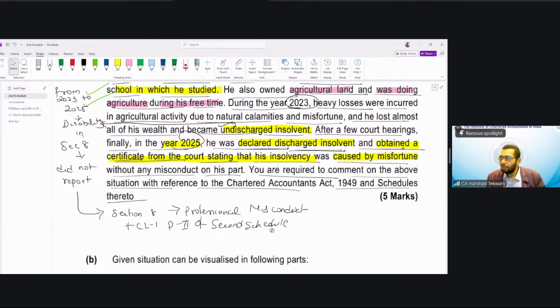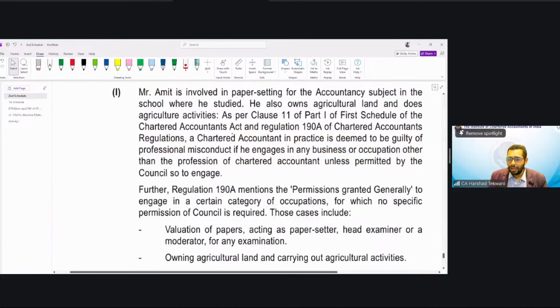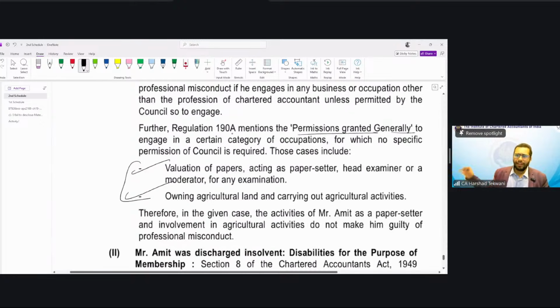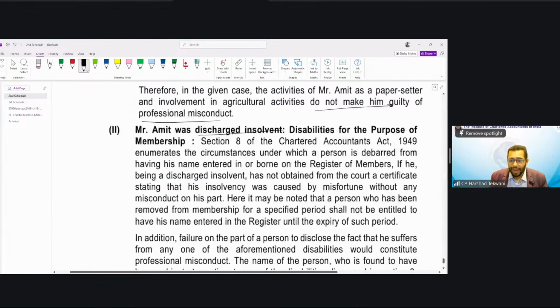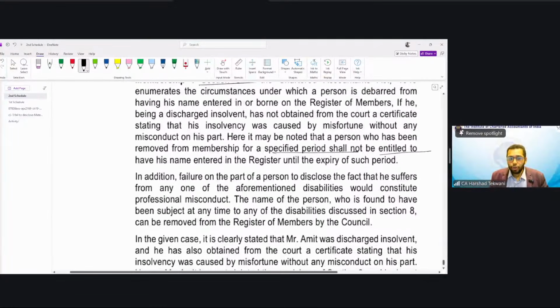So if you see the answer, again, we will start with clause 11 under regulation 190A. We will provide what is there, that under the permission granted generally, these are the two parts which are already given. Therefore, for this particular purpose, do not make him guilty of professional misconduct. Perfectly fine. But when it comes to the discharged or undischarged insolvent from 2023 to 2025, section 8 requires that the member is required to inform, and his name can be removed for that specified period. And he is not entitled to have his name entered in the register until expiry of such period.